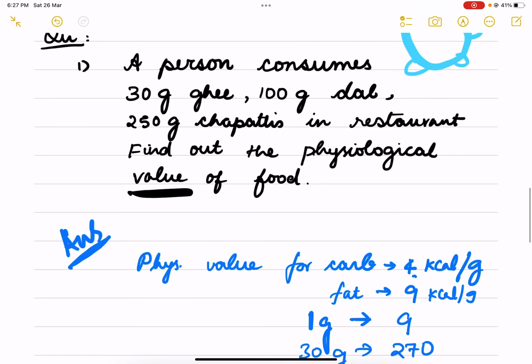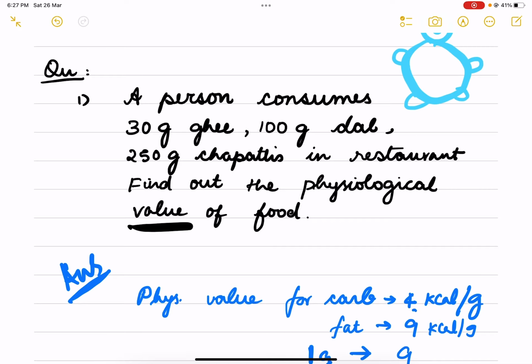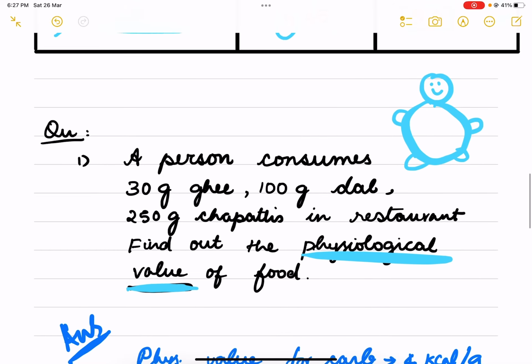So let us now move on to the question. So let us read it. A person consumes 30 gram ghee, 100 gram dal, 250 gram chapatis in restaurant. Find out the physiological value of food. So physiological value is what they are asking. That is how much energy is liberated in the body.